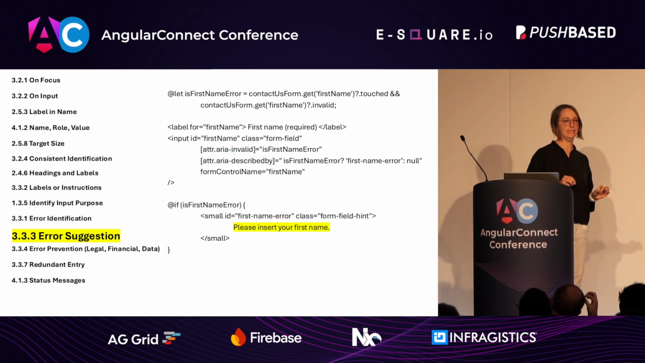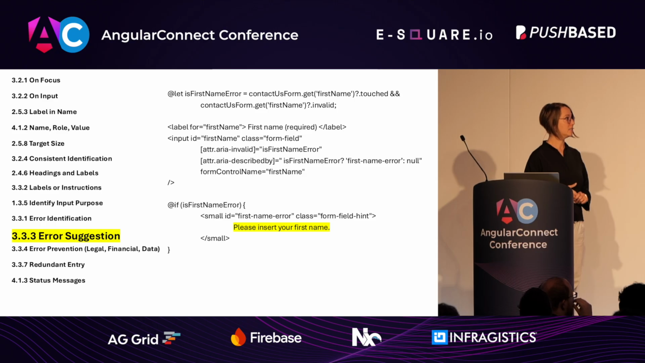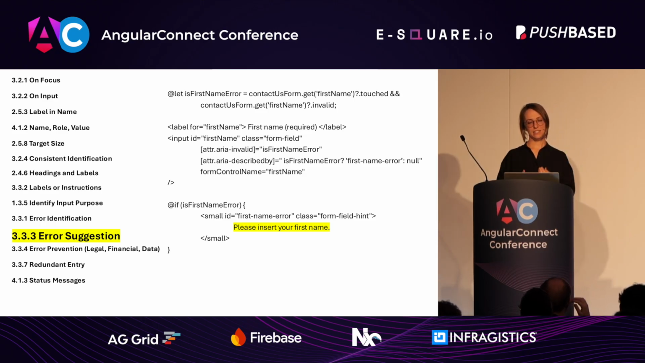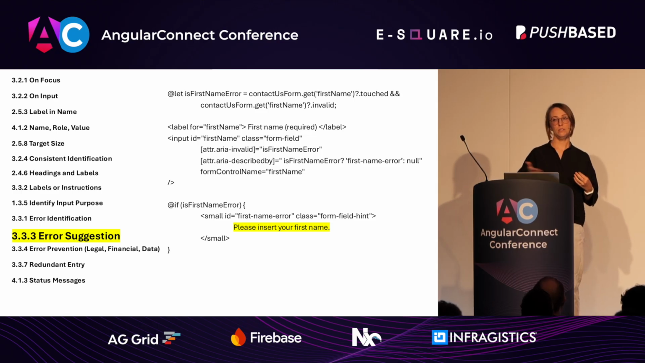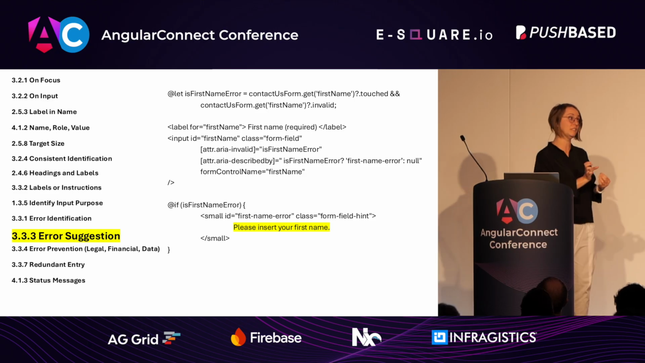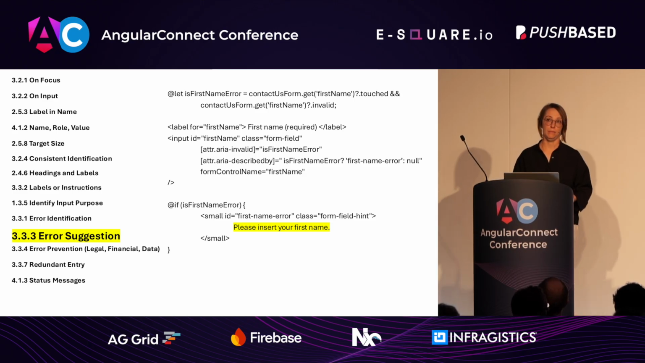Once we indicated the state and told the user, well, it's not working, it's broken, we have to provide some suggestions how to fix it. And that's, again, why I hate forms, because, well, there is this requirement of error suggestions, but no one tells you what is helpful, like what is the helpful message? Is my message helpful enough? So in this case, I just go with please insert the first name.